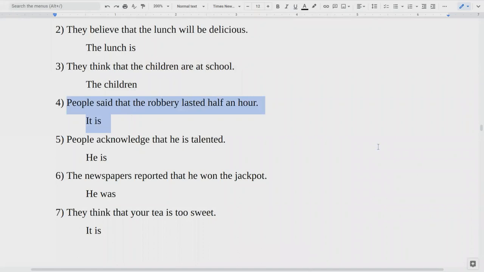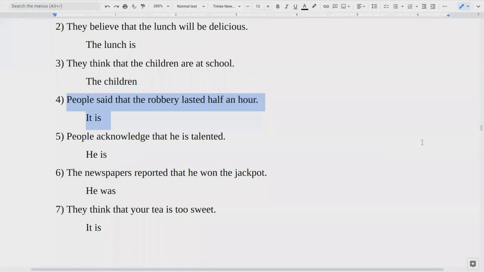It is said that the robbery lasted half an hour. The robbery is said to have lasted half an hour. Хулгай үргэлжилсэн гэж хүмүүс ярьдаг.